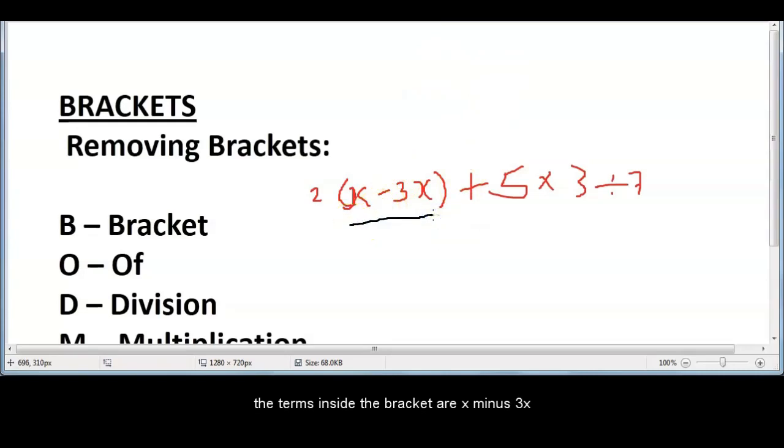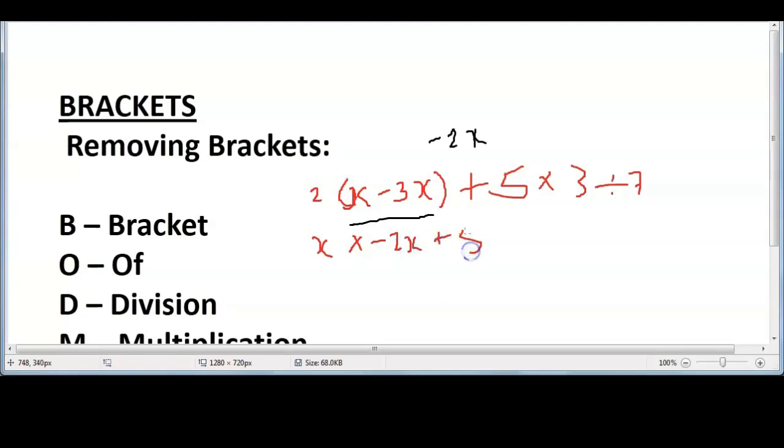The terms inside the bracket are x minus 3x, which is the same thing as minus 2x. So the above expression can now be rewritten as x times minus 2x plus 5 times 3 divided by 7. Once the bracket is solved, it disappears. You then move on to other operations, multiplication, division, and addition.